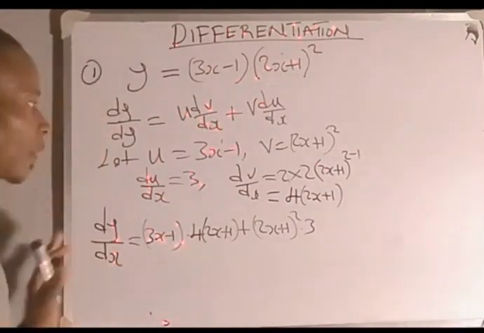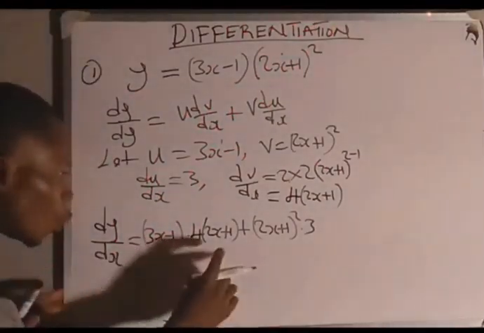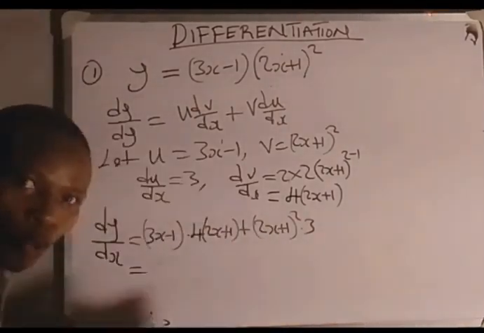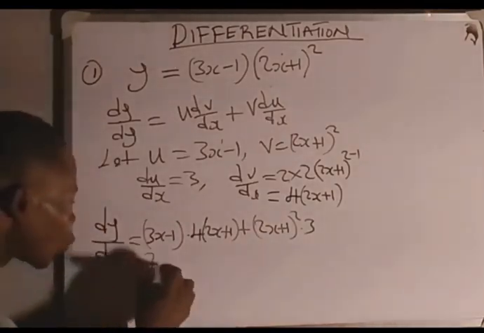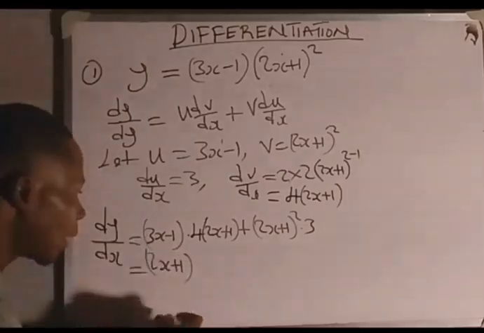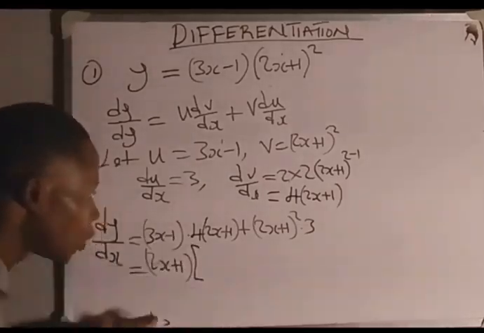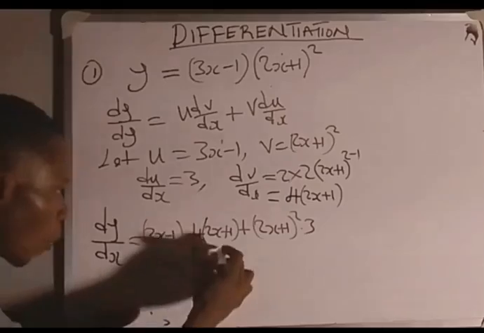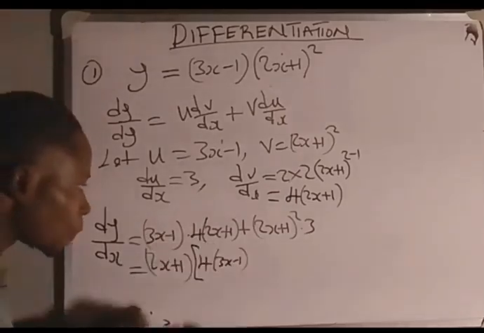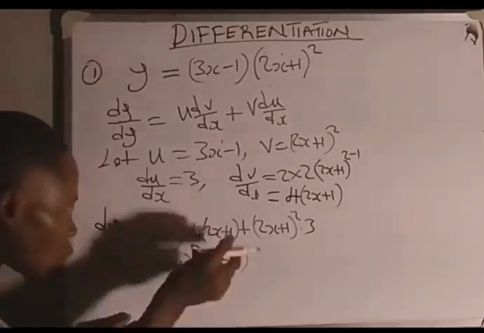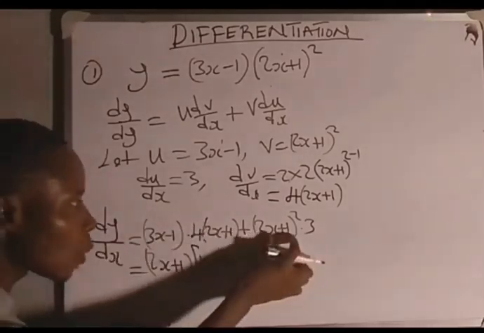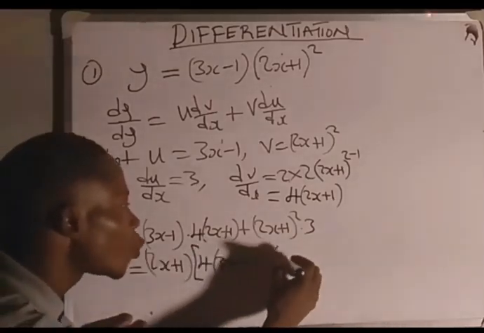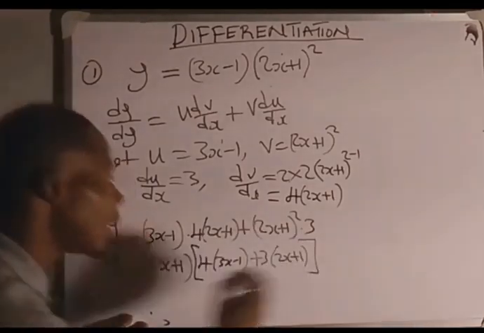To simplify this, can you see that this and this, they are common, so we can factor it out. We can factor out (2x plus 1) in bracket, then another big bracket, so that we have 4 times (3x minus 1) for this one. Since we have factored this one outside, we are left with plus 3 open bracket (2x plus 1), close the bracket, then we close this bracket.